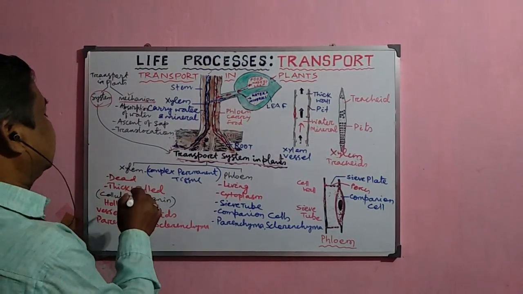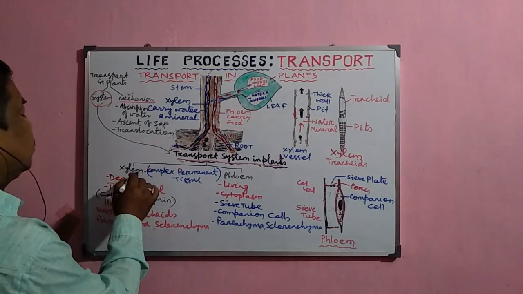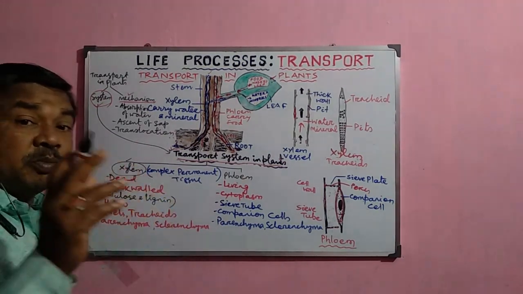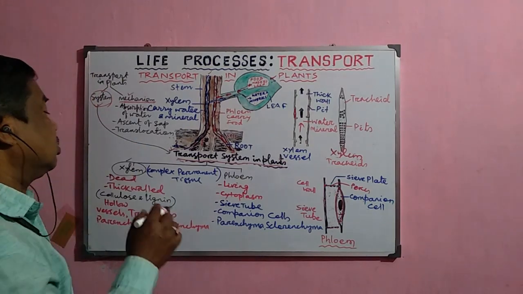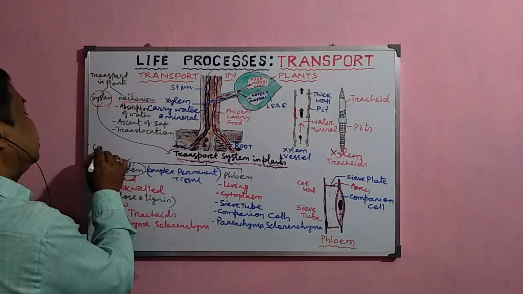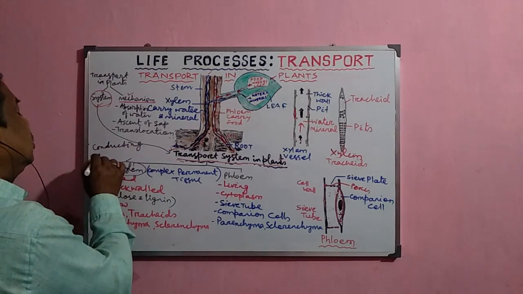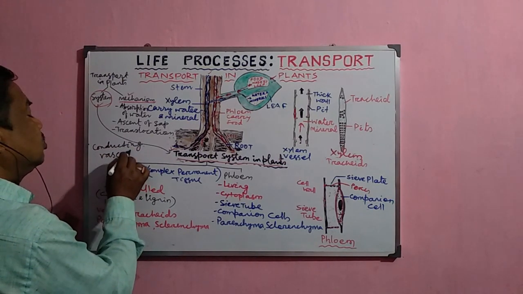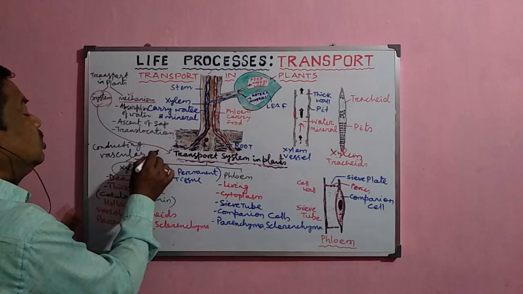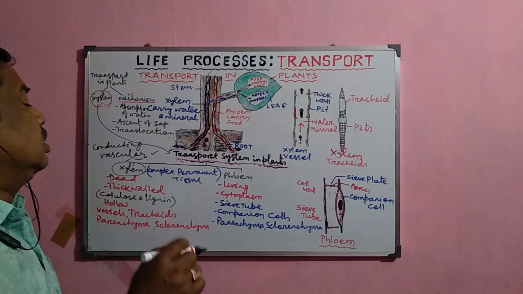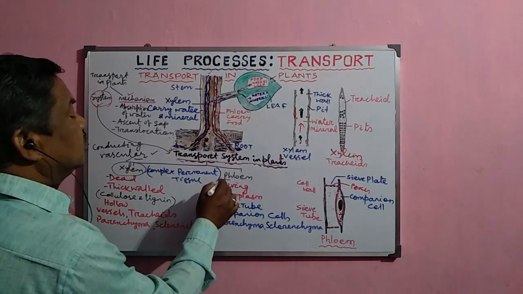Now this transport system mainly consists of two types of tissues. These are very important tissues. They are also called the conducting tissue, or the vascular tissue, which actually conducts the material from one part to another. The first is the xylem, and another tissue is called the phloem.